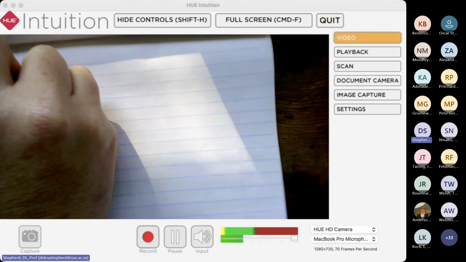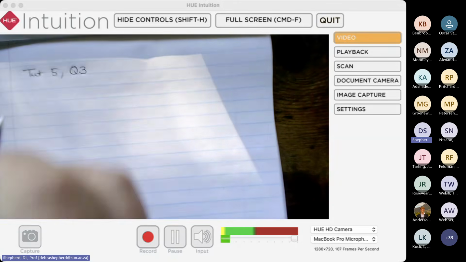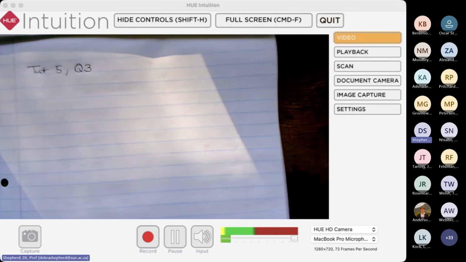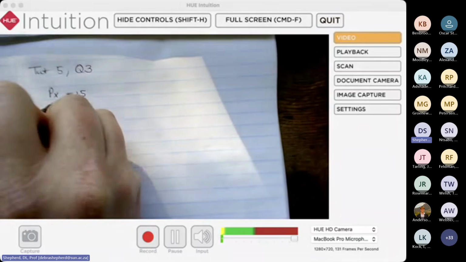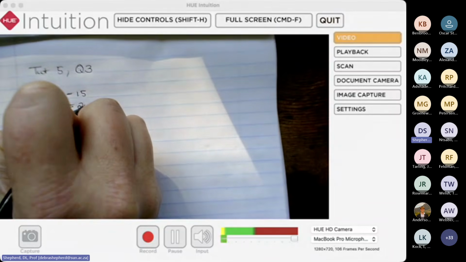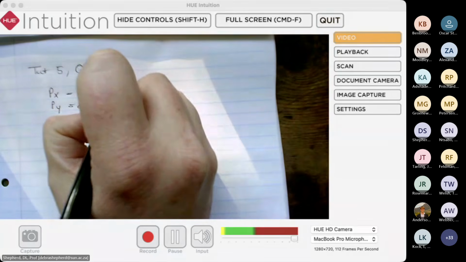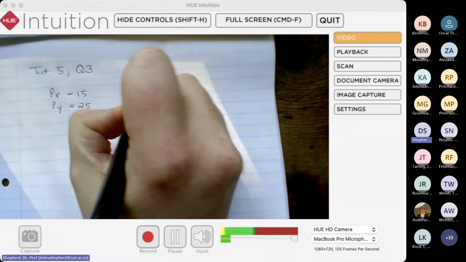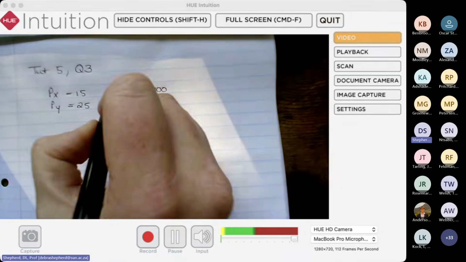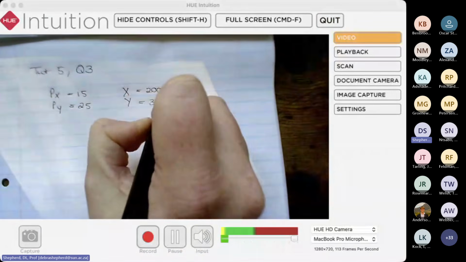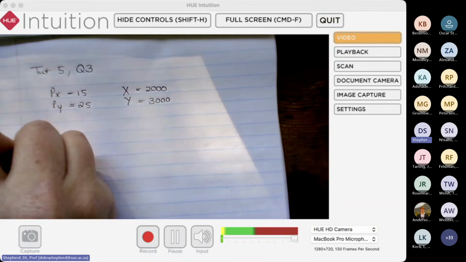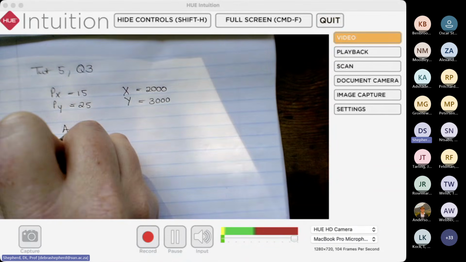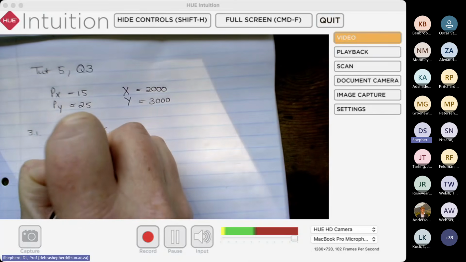This is question 3 from TUT 5. The question says, Jordan spends all her annual income on 2 goods, X and Y. The price of X is 15 and the price of Y is 25. In 2025, she consumed 2,000 units of X and 3,000 units of Y. The first question asks, what was her annual income in 2025?